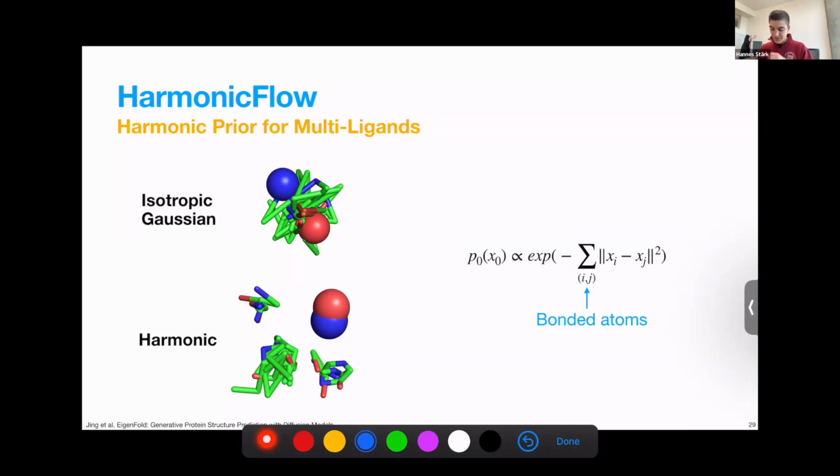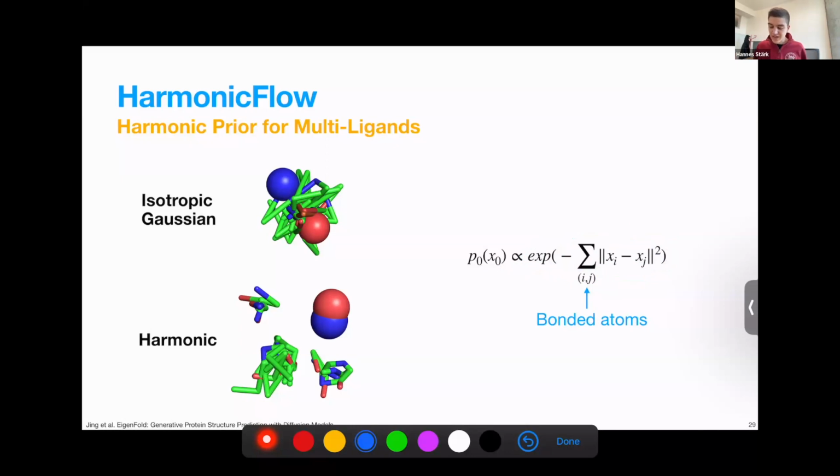Okay, let me talk a little bit about this harmonic prior. So basically, the prior is proportional to this Boltzmann distribution, where the energy is defined such that you have high energy if something is bonded and far apart. So if you have a bond between I and J, then you want I and J to be close together. Otherwise, your energy is high, and then this exponential of minus energy is unlikely if the bonded stuff is far apart.